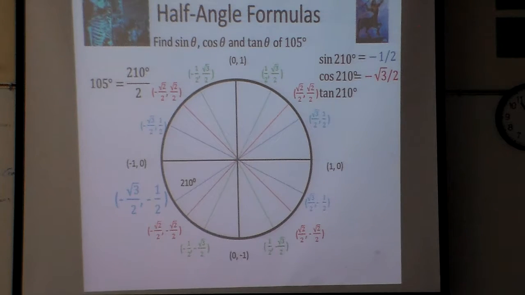And tangent would be y over x, which is 1/2 over negative square root of 3 over 2, or 1 over negative square root of 3. The negatives cancel, and when you rationalize, you have square root of 3 over 3. The tangent of 210 is square root of 3 over 3.